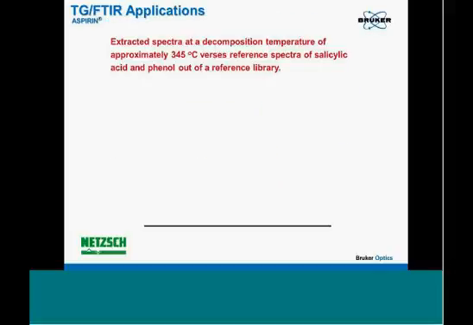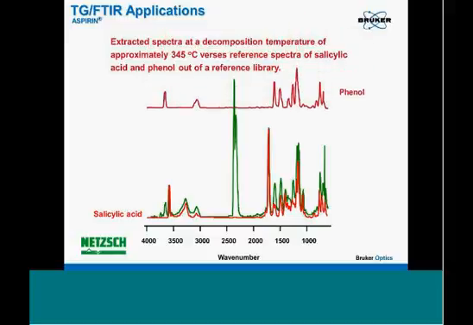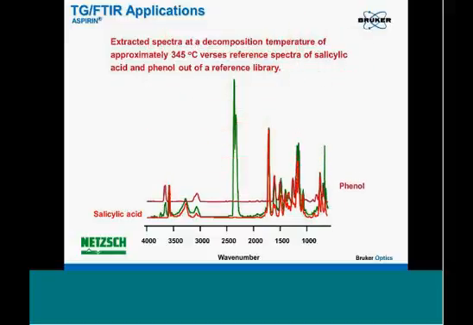So what's going on in the second stage? At 345, this is the spectrum we collected, and if you run it through the library, we can identify that it is actually not a single compound. This spectrum consists of two spectra. One is related to salicylic acid, and the second spectrum is phenol. So by running this library search, we know what's going on in the second stage.